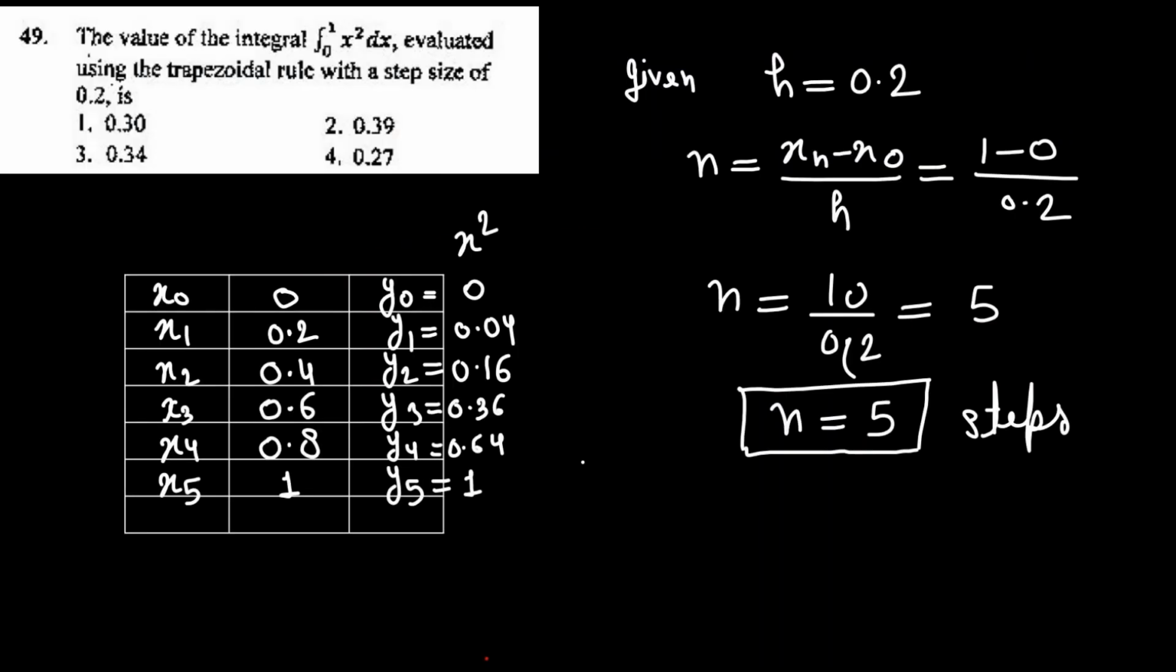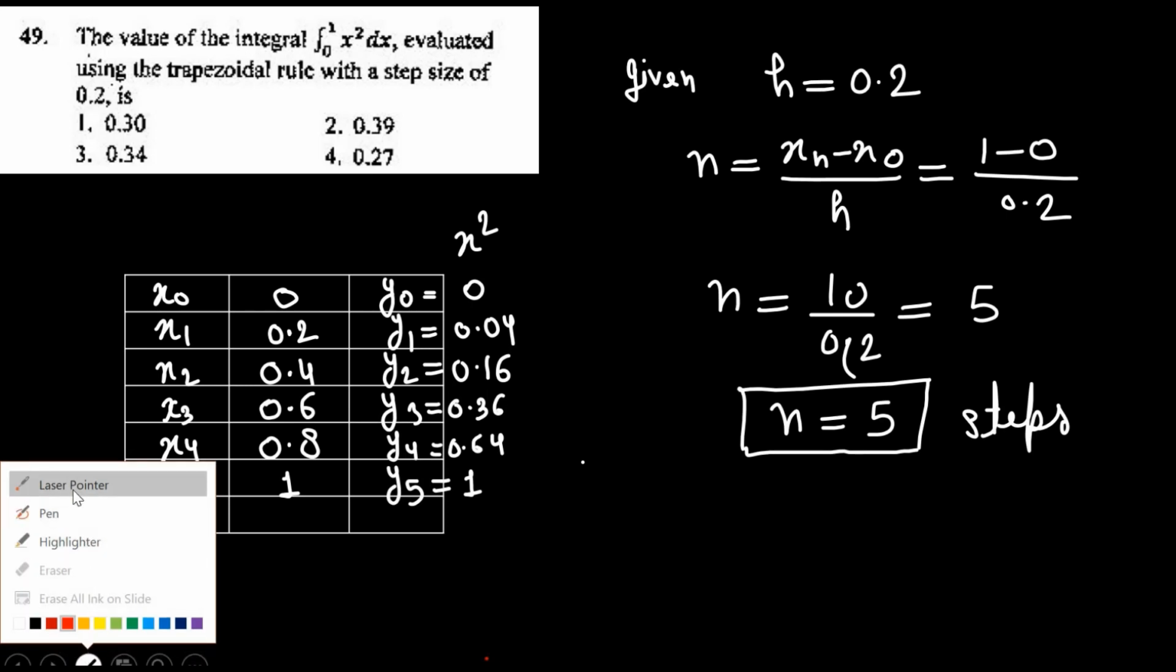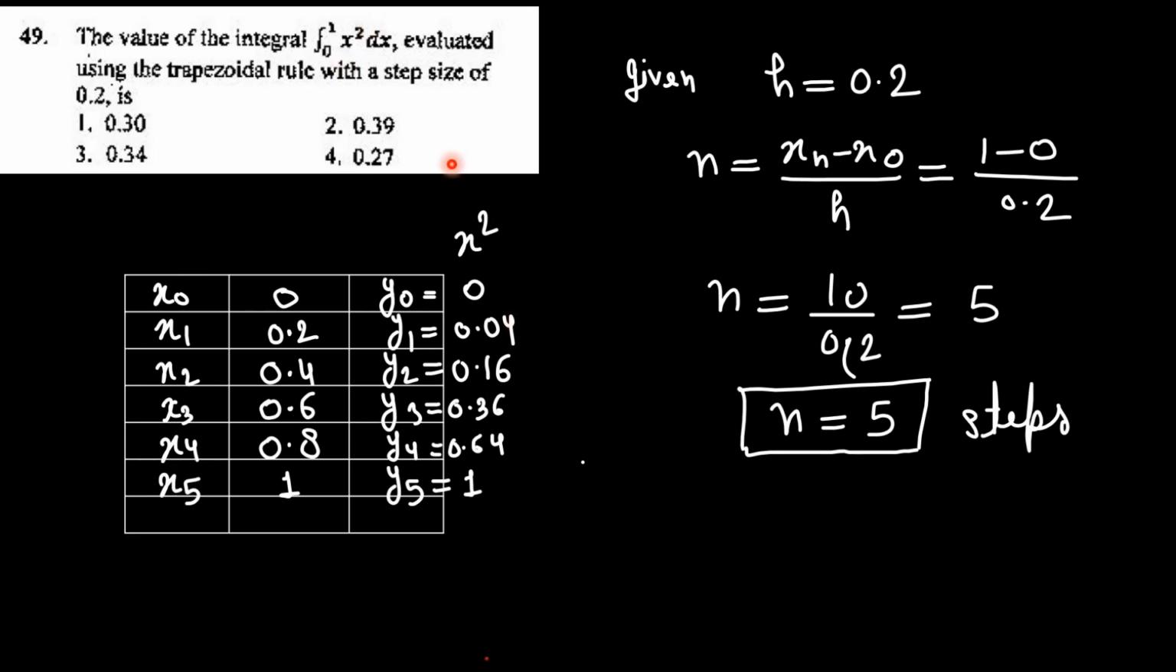So the first question is from the trapezoidal rule. In this question you have to find out the integration of x square dx in the limit 0 to 1, and the step size is given to you, which is 0.2. If we know the step size, then we can calculate the steps which we will take to calculate this integral.